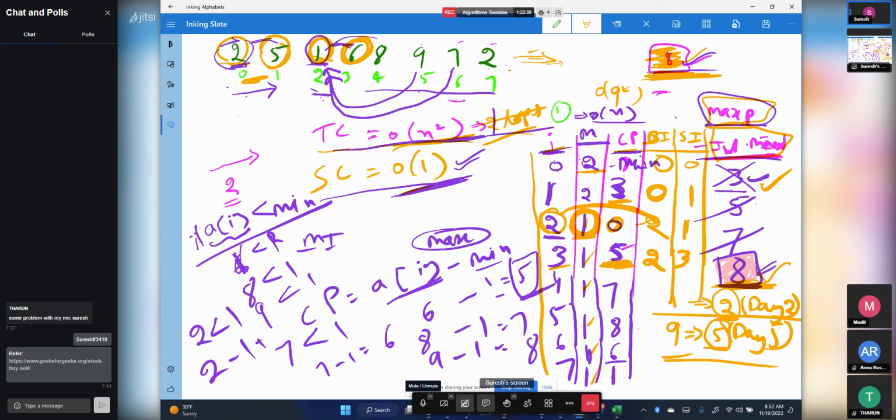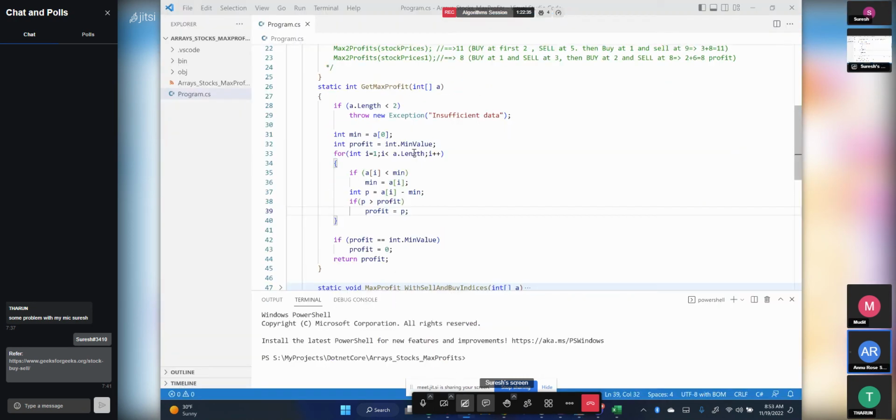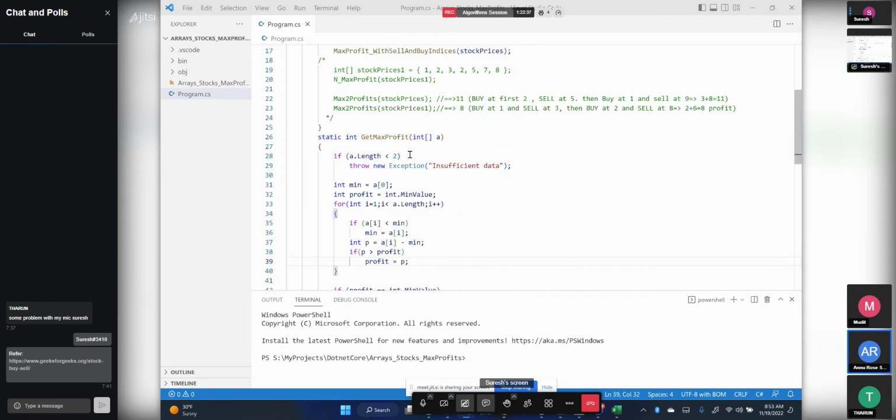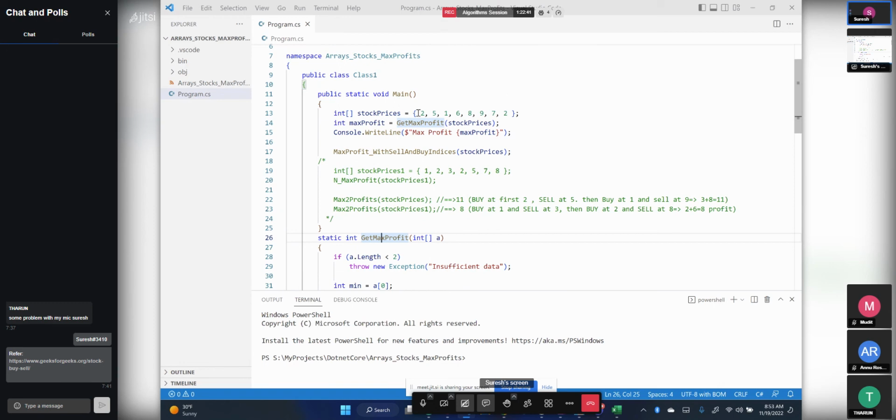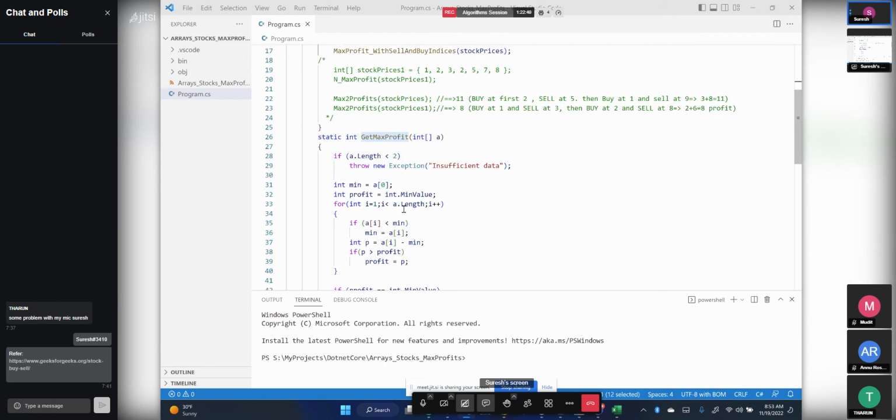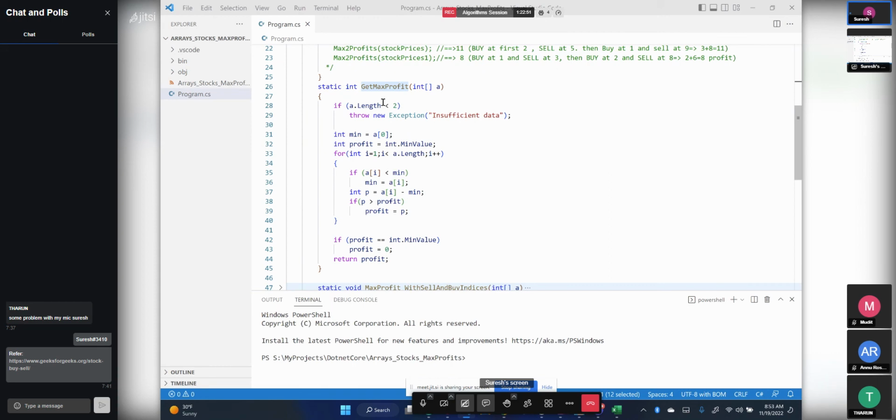Is it clear, Anu and Taran? I'm going to share the code. So is it clear? Yeah, so here is the max profit algorithm, with the exact same numbers here. The first one is just console write line max profit. This particular method will just print the max profit. It just returns the max profit.